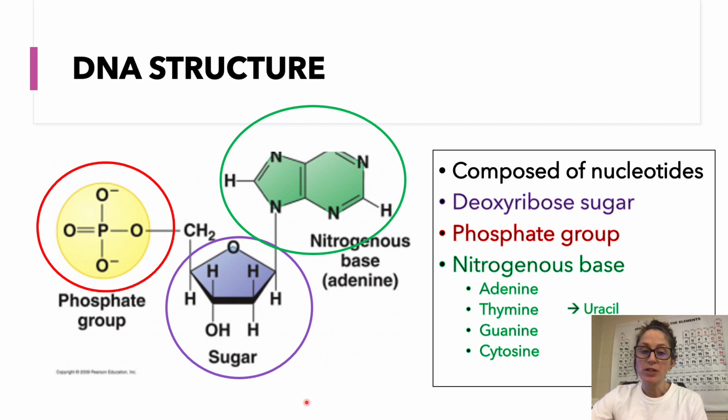In RNA, it's very similar. Recall that RNA is going to have the oxygen here. It's going to have a ribose sugar. But instead of thymine as its nitrogenous base option, it would be uracil. So RNA would have adenine, uracil, guanine, and cytosine.